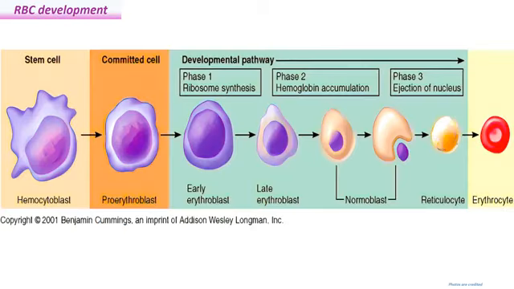In this slide, we see different stages of development of RBC from the bone marrow. In the primary stage, it is the hemocytoblast, the hematopoietic stem cell. It's further going to develop into the erythroblast in early stage, late stage, normoblast, an extrusion of the nucleus forming the reticulocyte, and finally the erythrocyte.